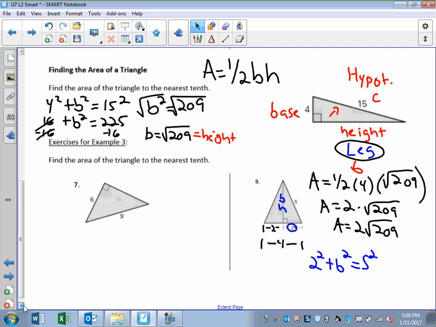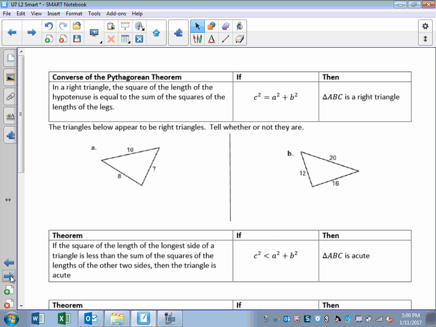The converse of the Pythagorean theorem is up next. That is just trying to determine if the triangles are right triangles when given the sides. So you're going to need to check and see if a squared plus b squared does in fact equal c squared.